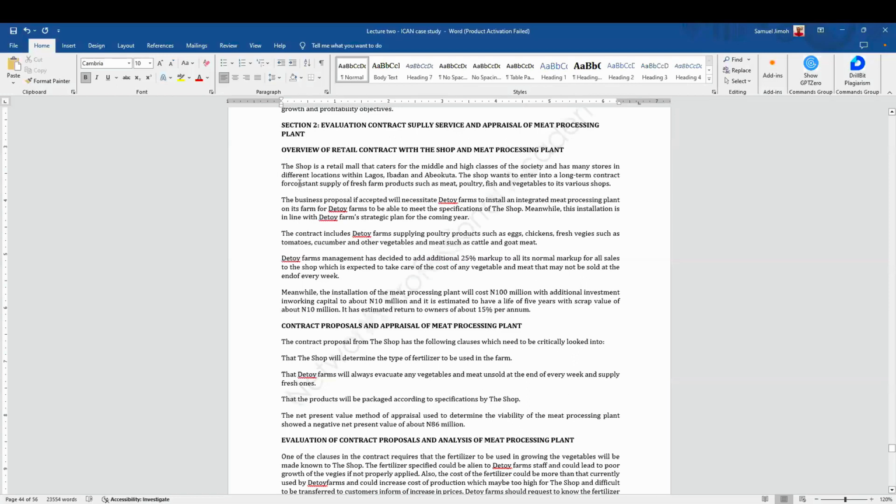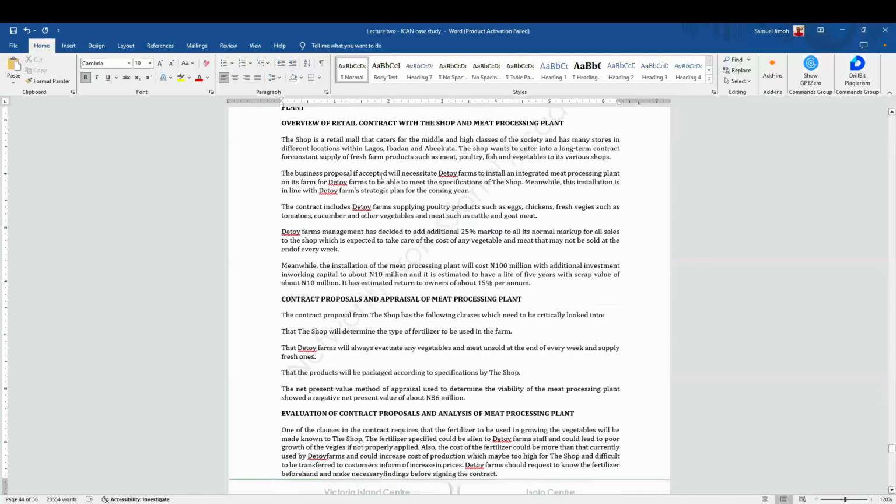Okay, so the shop is a retail mall. I think this was given in Exhibit 4 or Exhibit 6; we are given this information. The retail shop is a retail mall that caters for the middle and high classes of society, and so on. And they want to enter into a long-term contract with Detroit Farms. The business proposal, if accepted, will necessitate Detroit Farms to install. This was given, so I can also reference the exhibit. Okay, you can reference the exhibit.